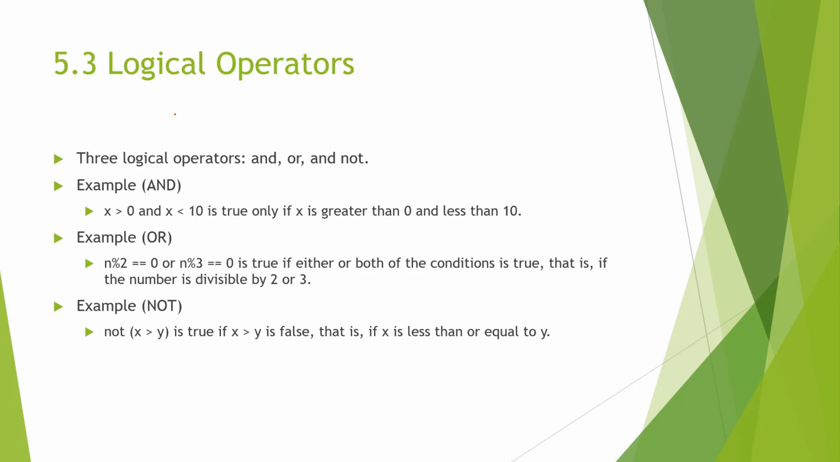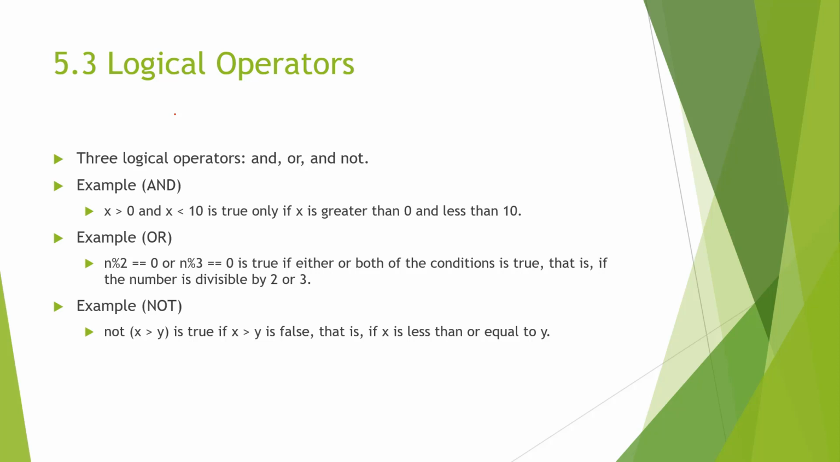If we're looking at or, here we can have the modulus operator of 2 equals 0, or the modulus operator of 3 equal to 0. This is only true if one or the other is actually true. If both of them are false, then it's false.